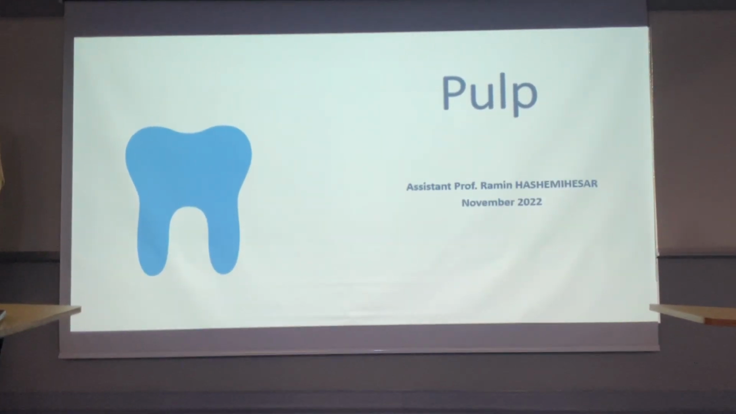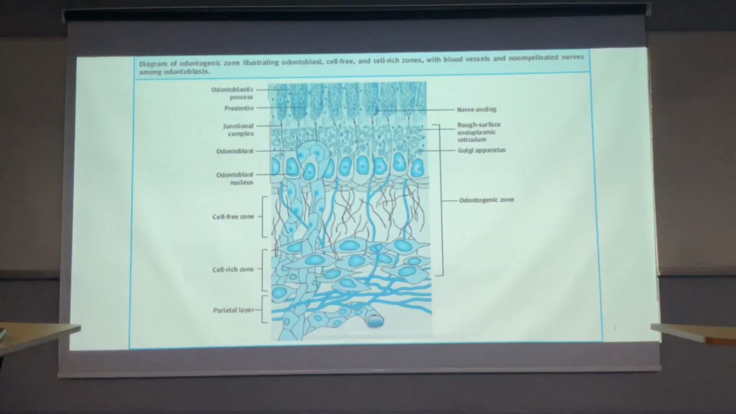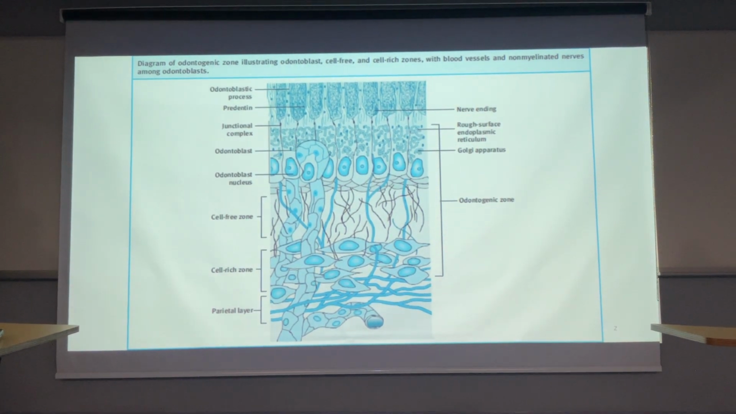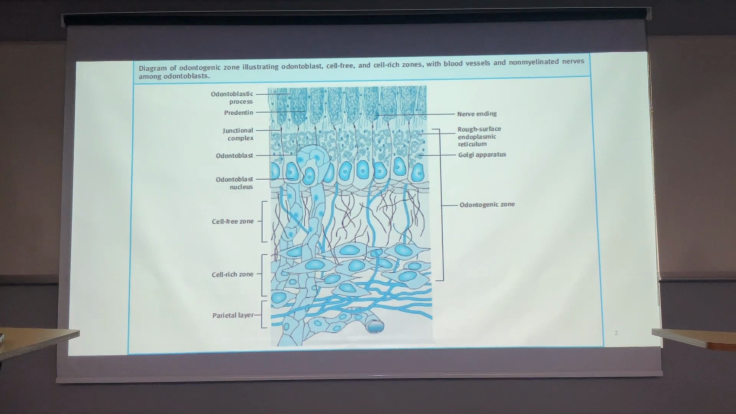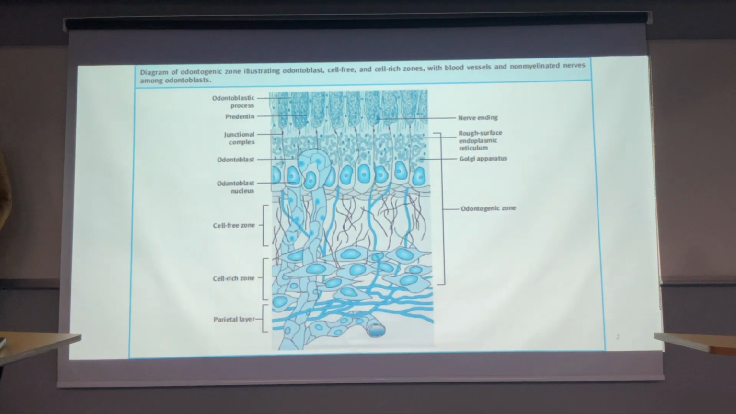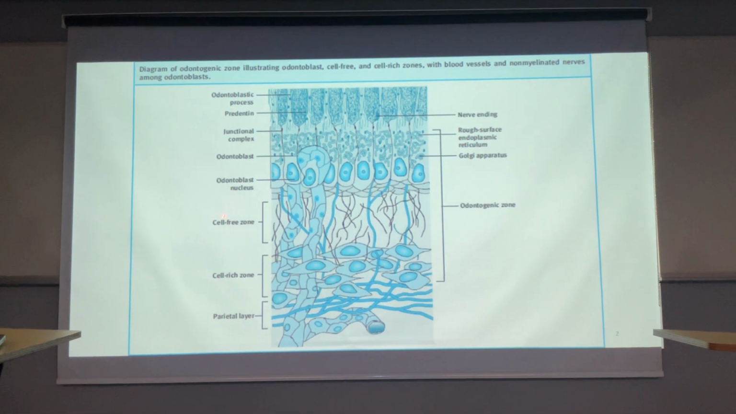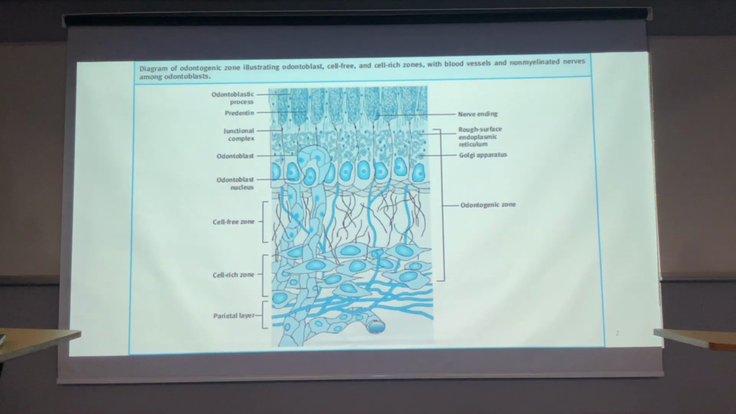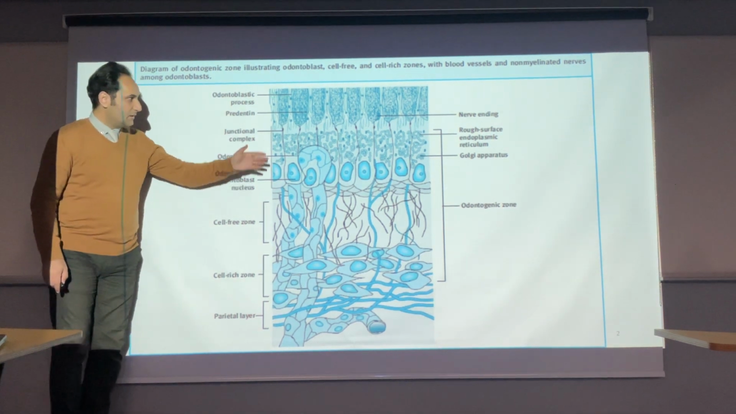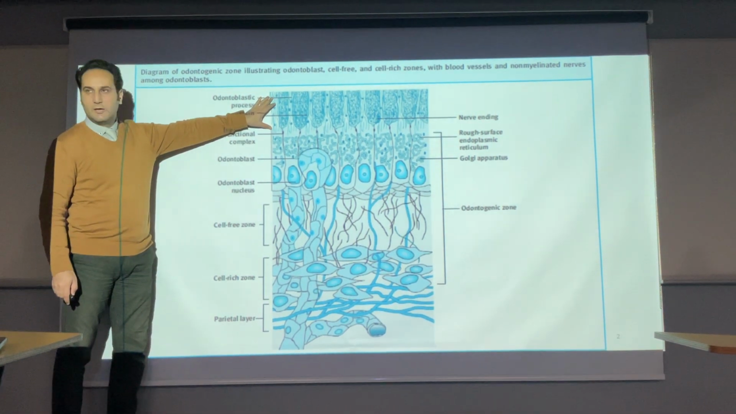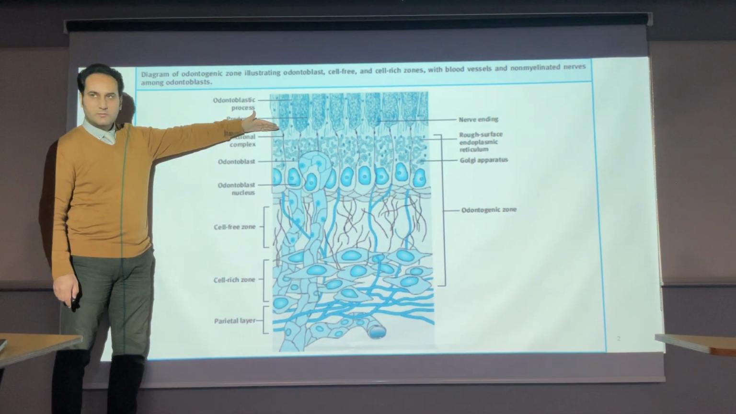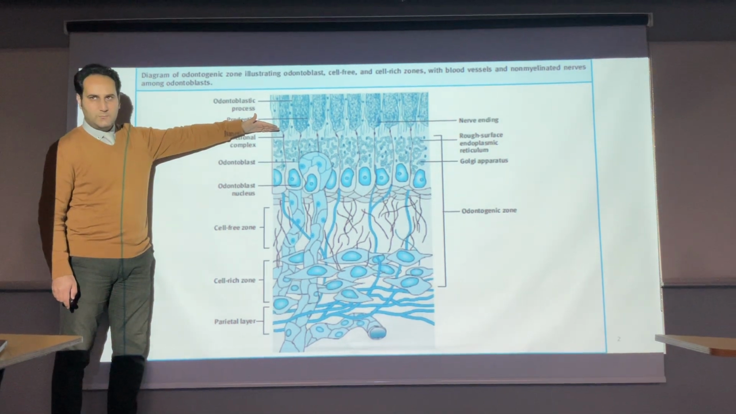We will talk about the structure of pulp. In pulp, we have different layers. From outer to inner side, we have the odontogenic area and normal structure of pulp. What is the odontogenic area? Look at here. This part is our predentin area, and dentin starts from this part. Here is our border between the dentin and pulp.